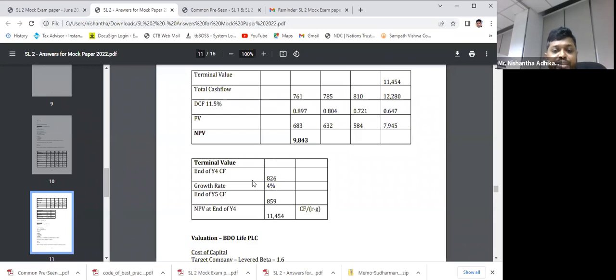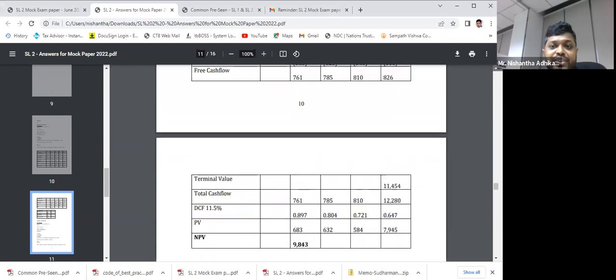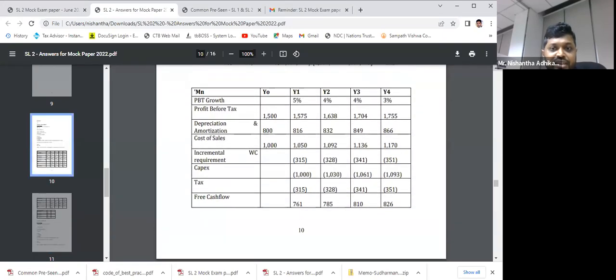Then 826 into 1, that's simply 826 multiplied by... no, they have taken the cost of sales in order to explain the incremental change in the cost of sales, right? Incremental change in the cost of sales. Otherwise, if it is double deducted, this one will be negative again. Because profit before tax, in order to get the incremental cost of sales, that's why they have taken this one. Right? Clear?